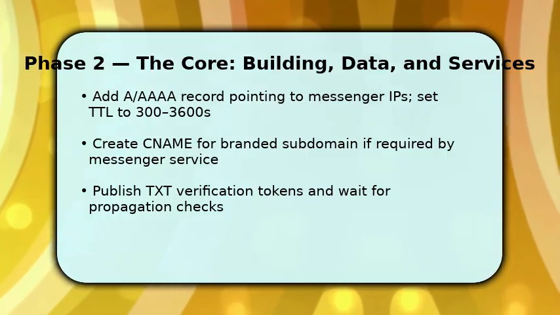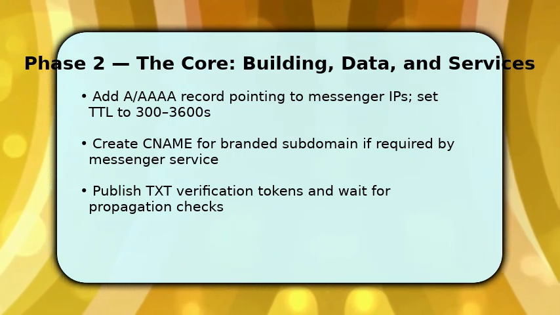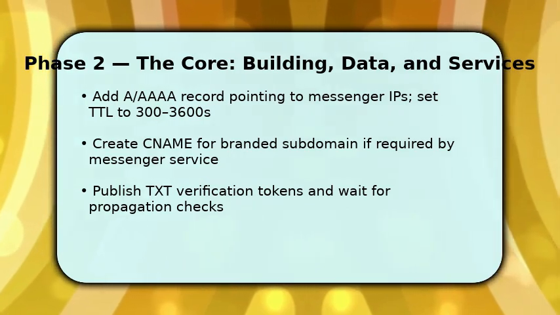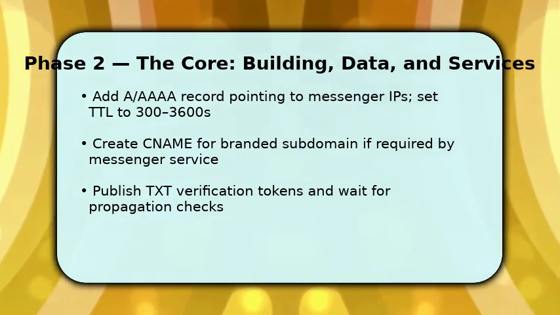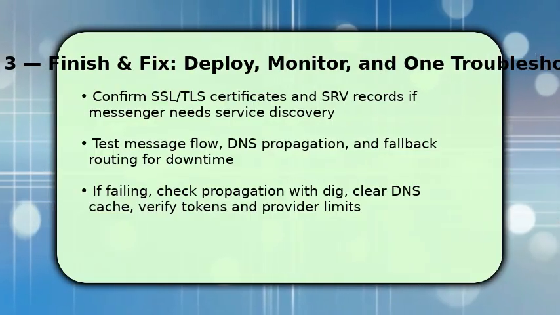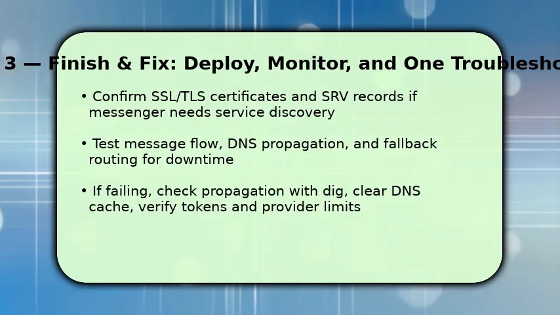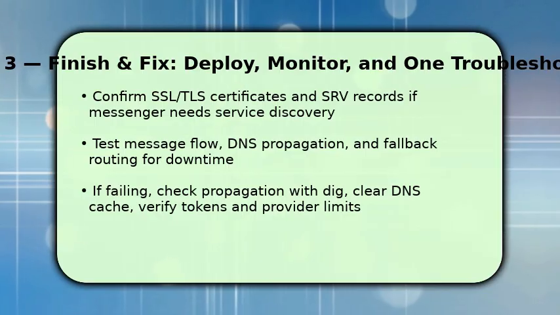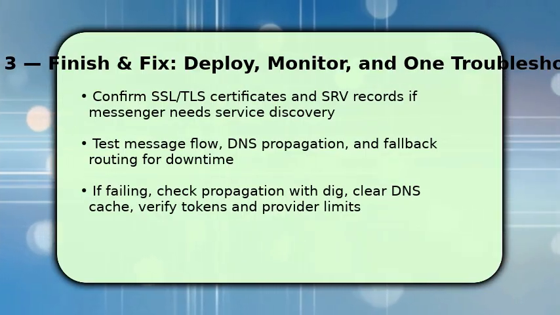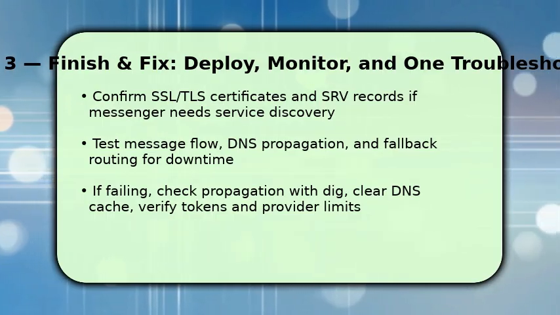Publish the TXT token the messenger gave you for domain verification. Then use the provider's diagnostic tools or DIG to confirm the record appears globally. Finish by validating end-to-end. Ensure TLS certificates cover the subdomain, add SRV records if messenger uses service discovery, and confirm MX or fallback records as required. Test message delivery from multiple networks and monitor DNS propagation. Make incremental TTL adjustments for stability.